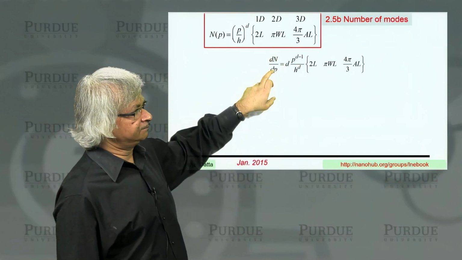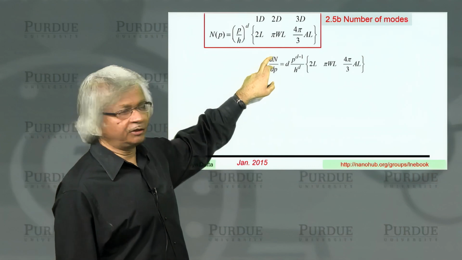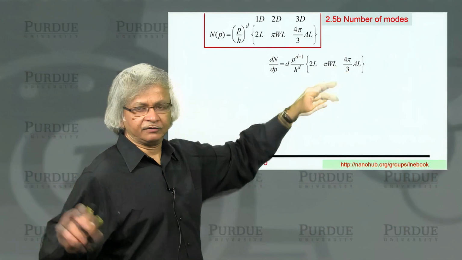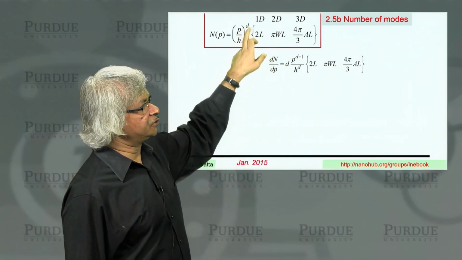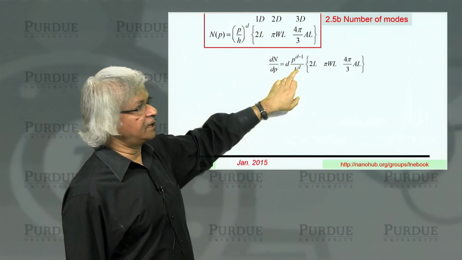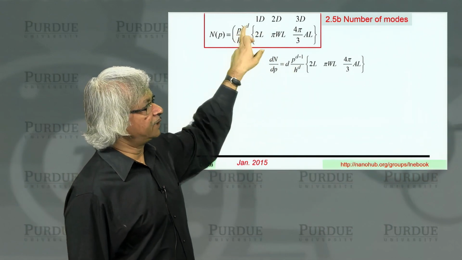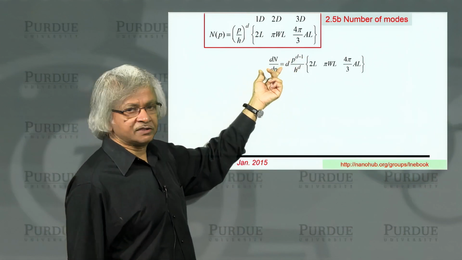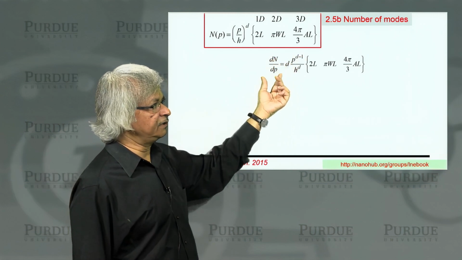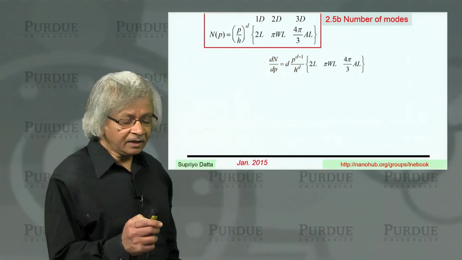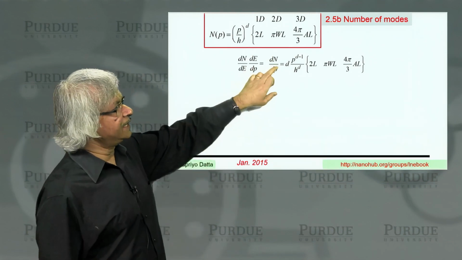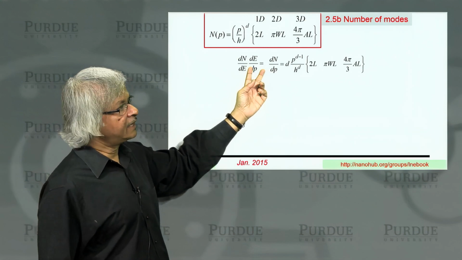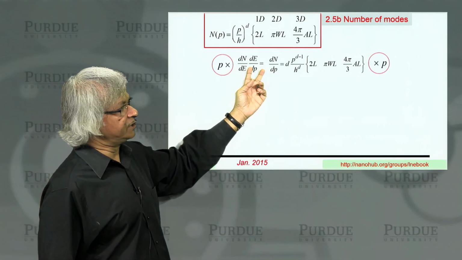So dN/dp. So when I take the derivative, what do we get? Well, these are all constants. They just stay whatever they were. 1D, 2D, and 3D. Makes no difference. But because this is p over h to the power d, the h to the power d stays as is, but the p to the power d gives you d times p to the power d minus 1. That's just this rule of differentiation. p to the power d, we are differentiating with respect to p. Now the next point to note is dN/dp you could write as dN/dE times dE/dp. And we could multiply both sides with p.